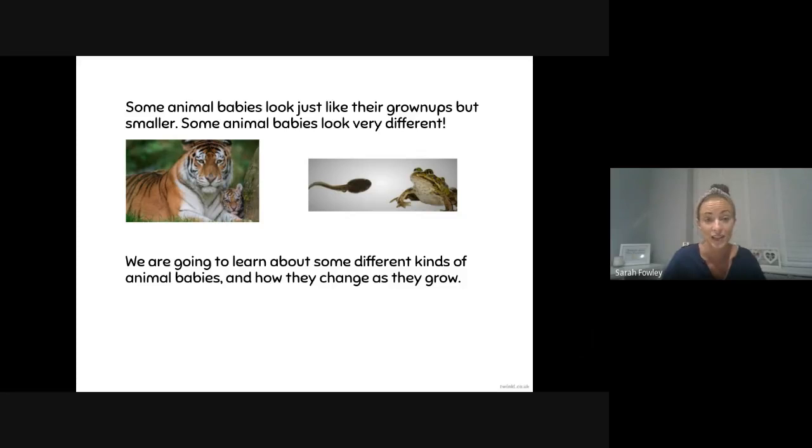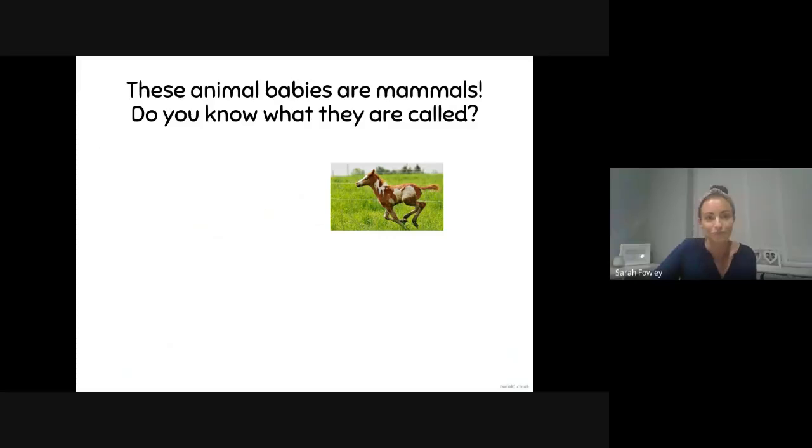If you look at this slide here, you'll see that the tiger and the tiger baby, I'm not going to tell you the name of the baby right now, they look the same. The baby tiger is just a little bit smaller. But if you look at the other picture, this frog and its baby, which is a tadpole, I'm sure you guys know that, they look very, very different. So we're going to be learning about different kinds of animal babies and how they change as they grow.